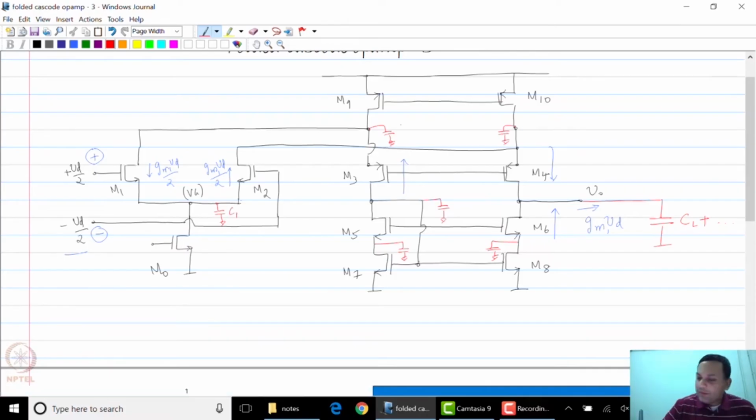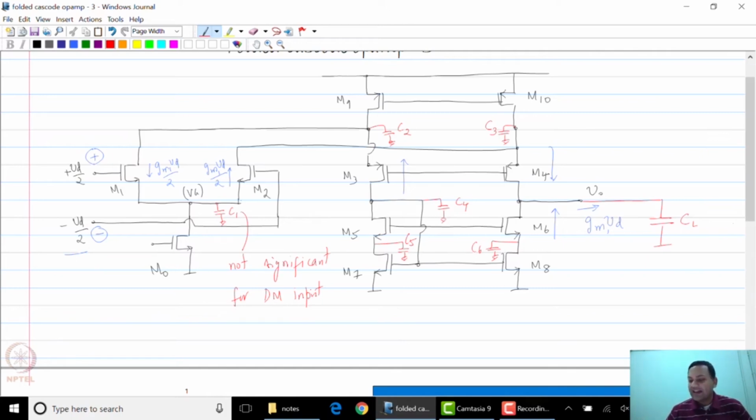So for example, let me number these capacitances. See six capacitances, and let us assume that CL consists of the load capacitance plus all other capacitances. For example, capacitance C1 will not be significant for differential mode analysis. This is because the common source node of M1 and M2 is going to be a virtual ground. It's going to be a small signal ground for a differential input.